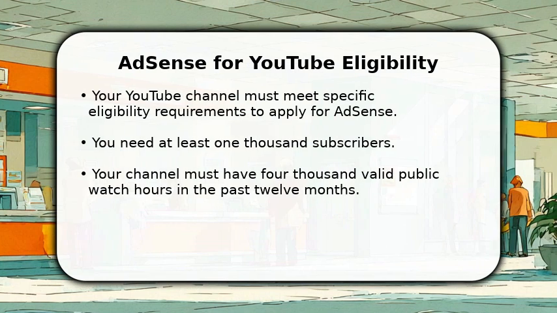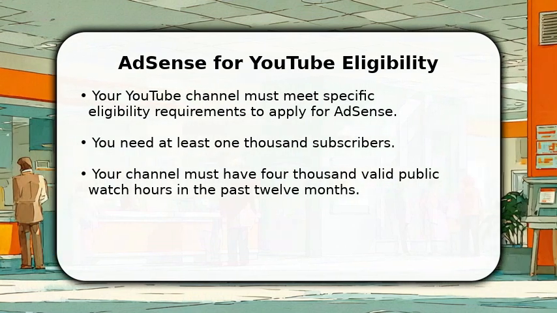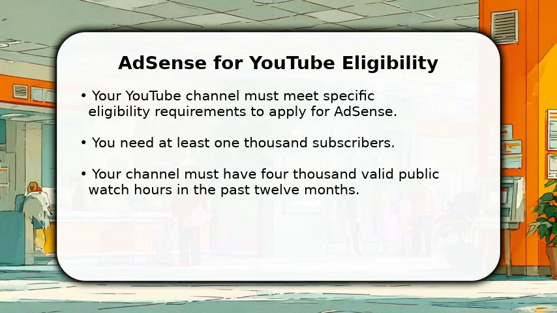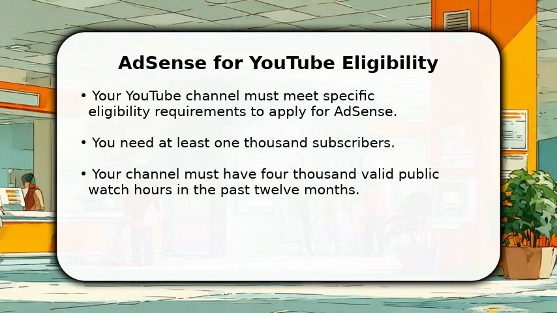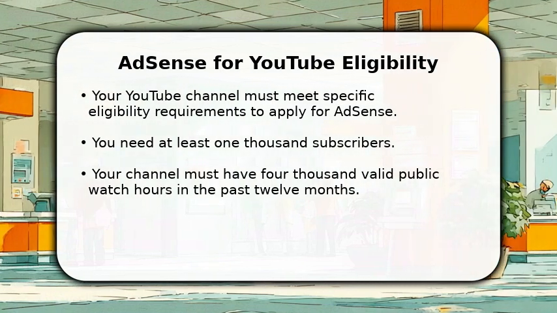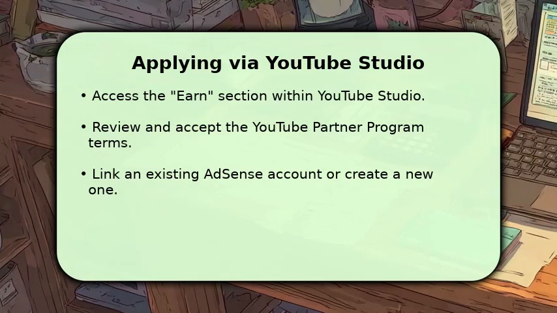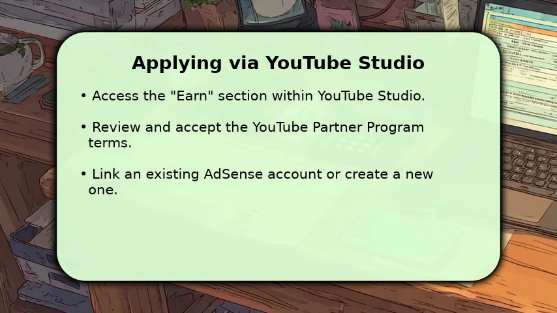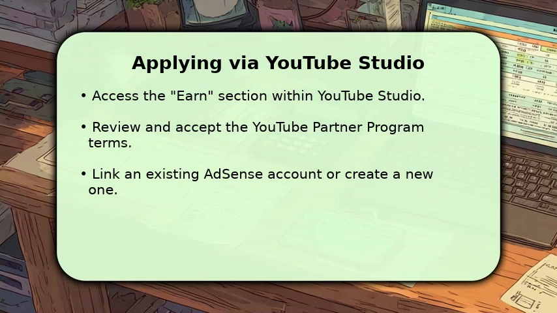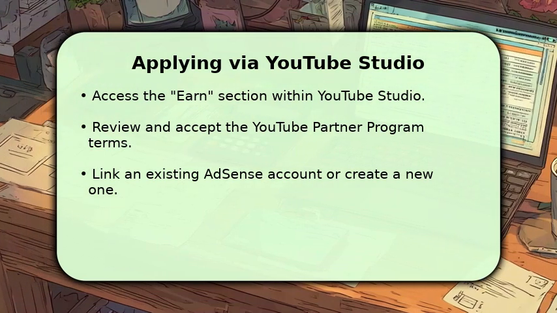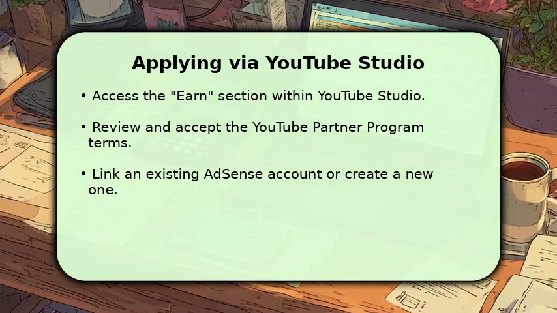It's also crucial that your channel adheres to all YouTube monetization policies. Meeting these requirements is the essential first step before you can apply for monetization. Once eligible, you'll apply directly through YouTube Studio. Navigate to the Earn section on the left-hand menu. Here, you'll review and accept the YouTube Partner Program terms.